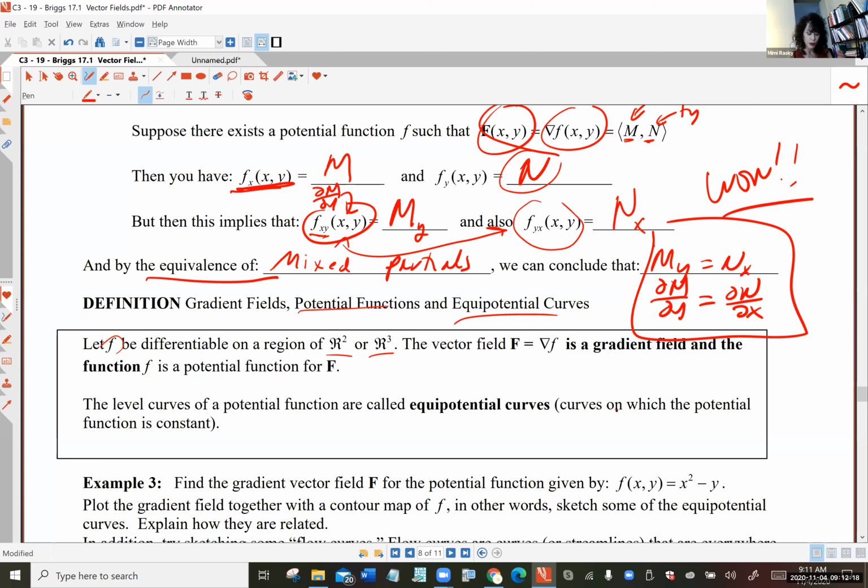So it's the curves on which the potential function is constant. You already know this. We already did this back in two chapters ago. Really? Yeah. And so it's all going to come together now.